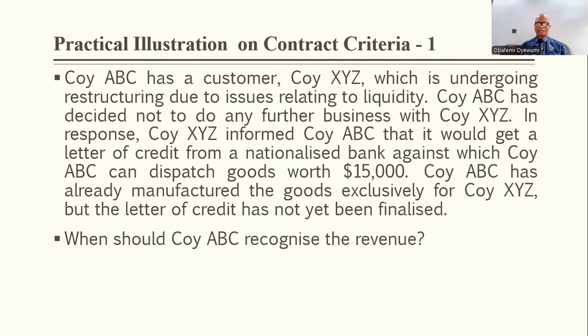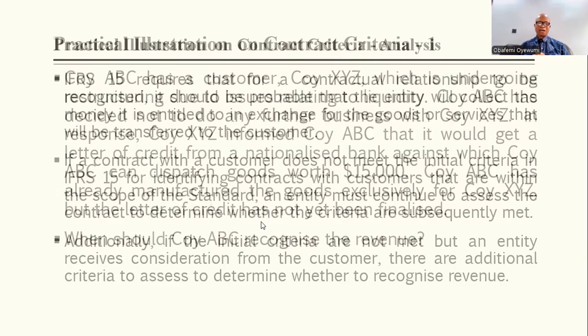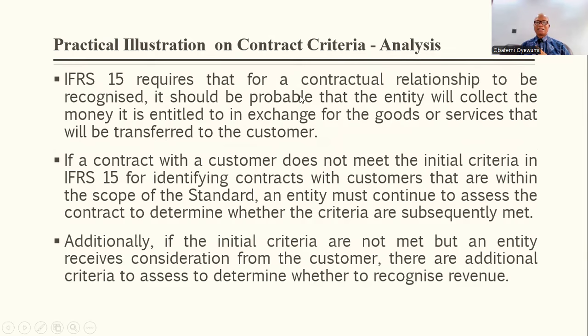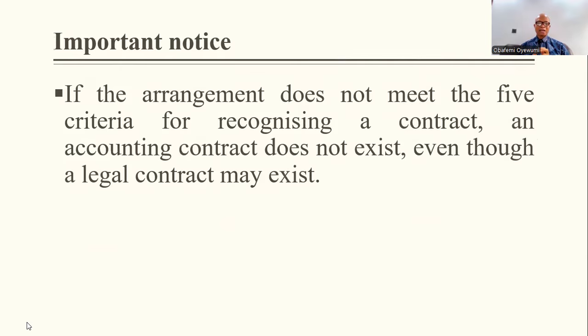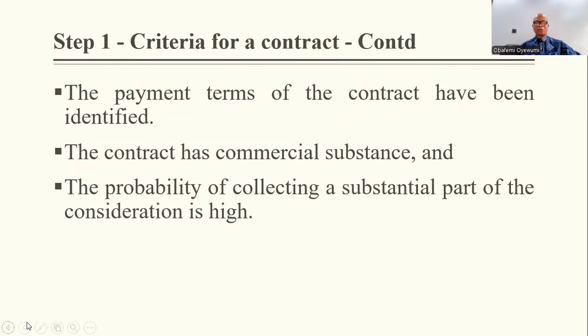So let's look at the analysis. Let's go to the next slide and then see what we will come out of this. IFRS 15 requires that for a contractual relationship to be recognized, it should be probable that an entity will collect the money it is entitled to in exchange for the goods or services that will be transferred to the customer. If you look at one of the requirements that we talked about earlier, the last one, the probability of collecting a substantial part of the consideration is high.